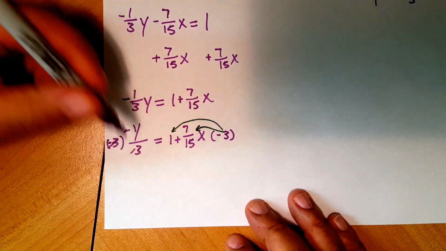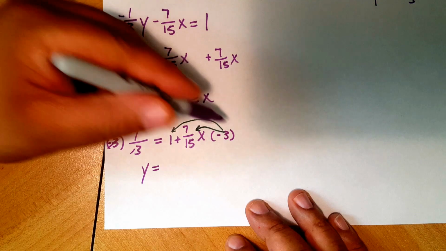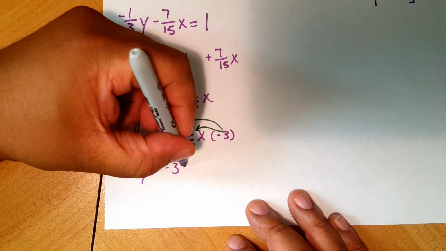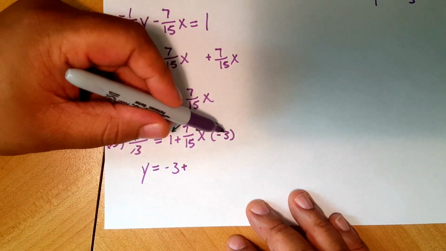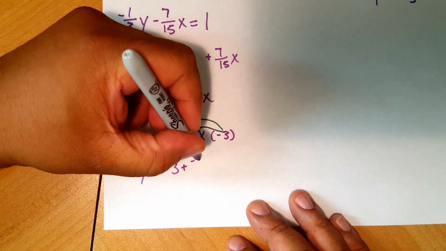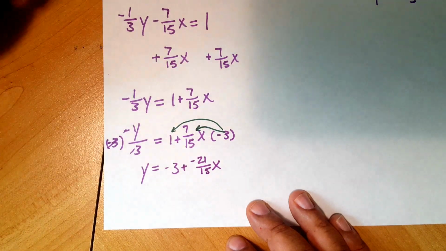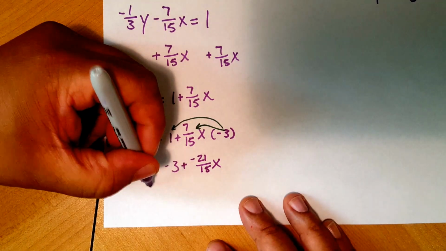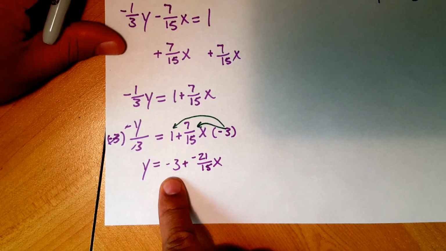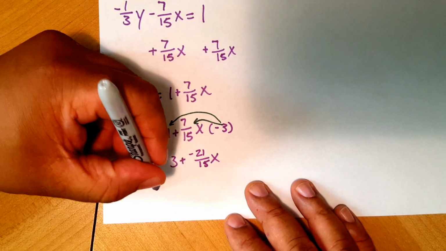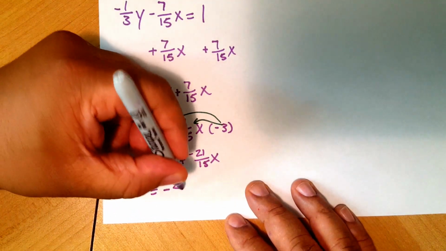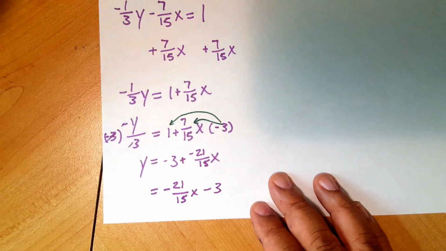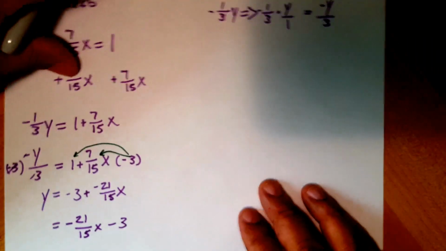All right? So that means now my 3's cancel out. I'm left with y. So -3 times 1 is -3. And -3 times 7/15 is -21/15 x. And I'm going to rewrite it in a different order. I'm going to move this over here so that it looks close to the mx plus b form. So there we go.